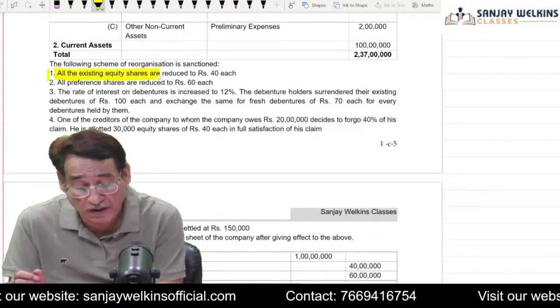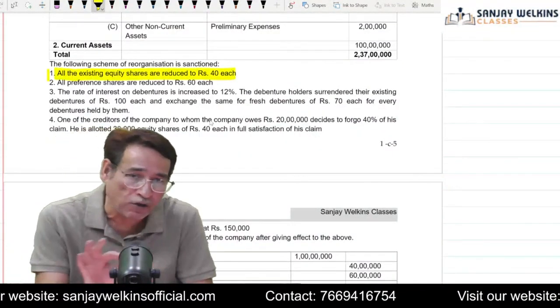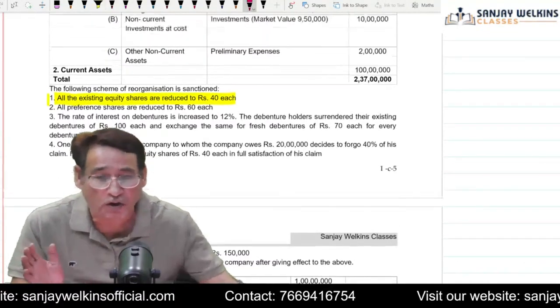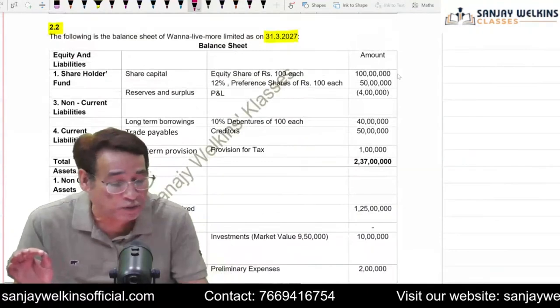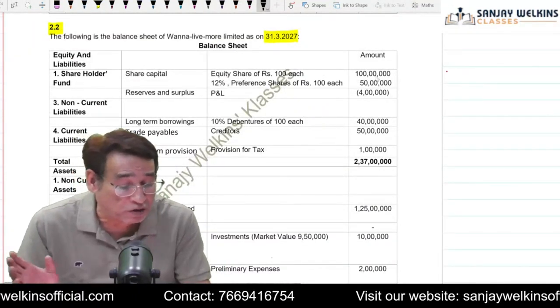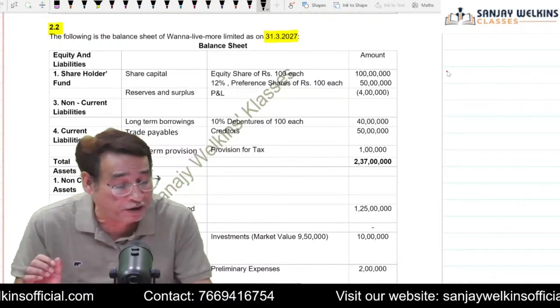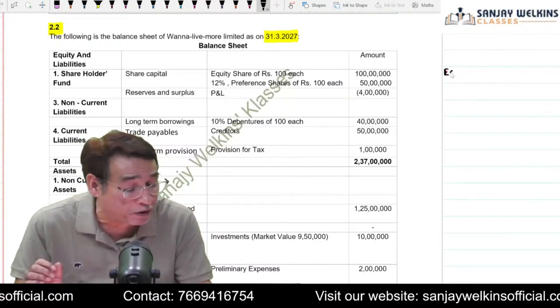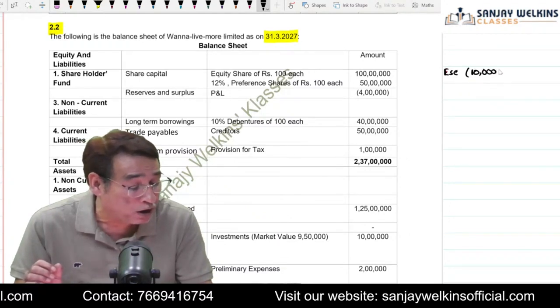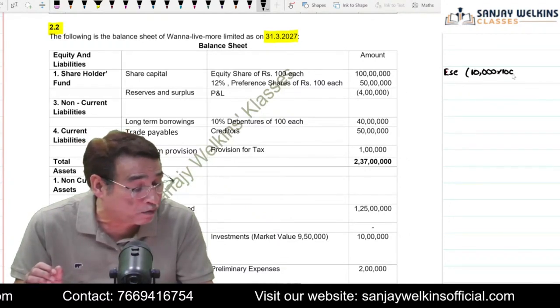All the existing equity shares are reduced to 40. I need not tell you the entry, at least this much. Is it clear to you or not? Each one of you can easily pass this particular entry. Your equity share capital, you can see in the balance sheet, is worth rupees 10 lakh. One share is of 100. That means your equity share capital is equal to 10,000 shares of 100 each. 10,000 into 100, that is equal to 10 lakh.